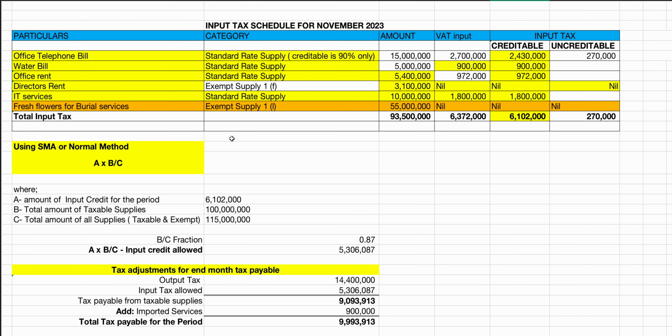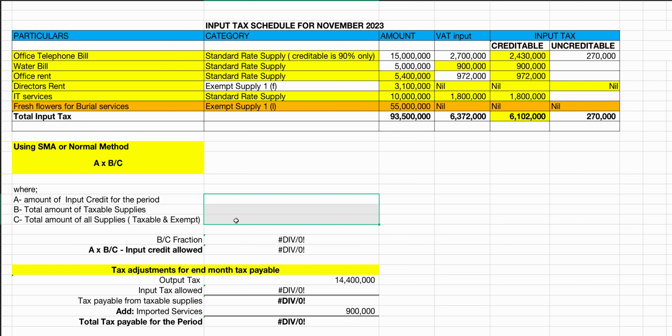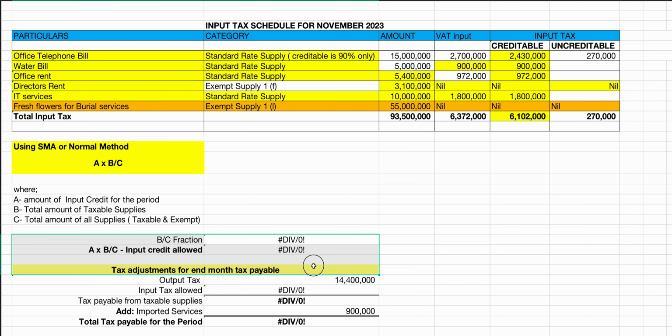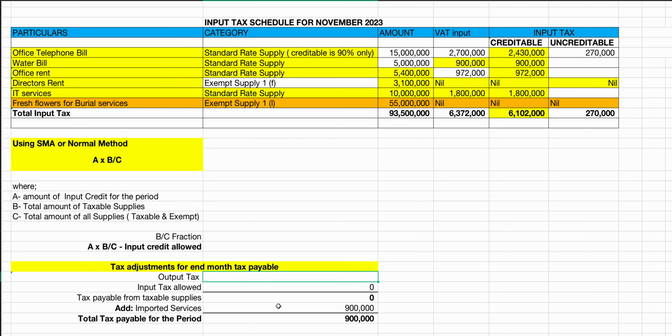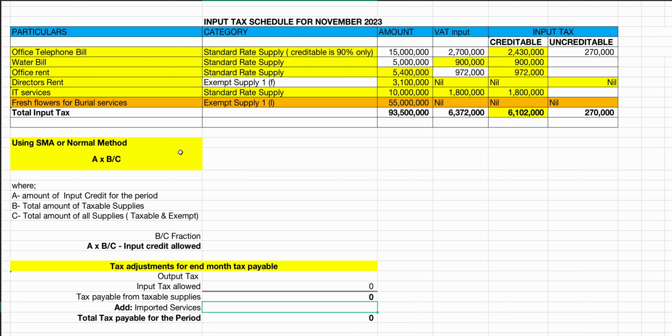So once we're done with all that, we are applying the SMA method, or the normal method, or the default method, where we said A is the total input. Maybe I'll work it out here with you again. Let me just delete this. We work it out again and fill this in together. So we said A is the amount of input credit for the period. I'll use the formula here. And our input credit for the period is this 6 million here.